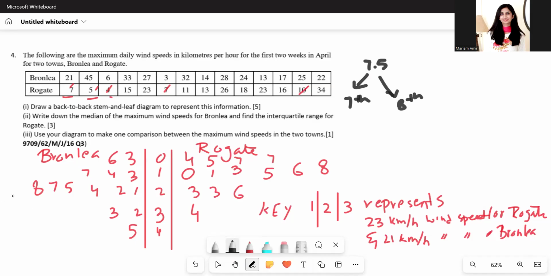So what's the 7th value? 1, 2, 3, 4, 5, 6, 7. 7th value is 22 and the 8th value is 24. That means the median would be their average, which is 23. So the median is going to be 23 kilometer per hour.